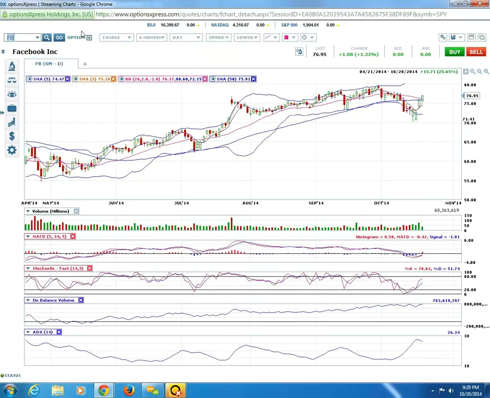It'd be nice if it takes a break. If it turns back down from here, then you're closing back below the 50 and the 20, and more than likely that's going to lead it to go and close the gap that it just gapped up at, right in here. Let's keep that in mind. Might be a good potential short-term loan that we can trade or look into.